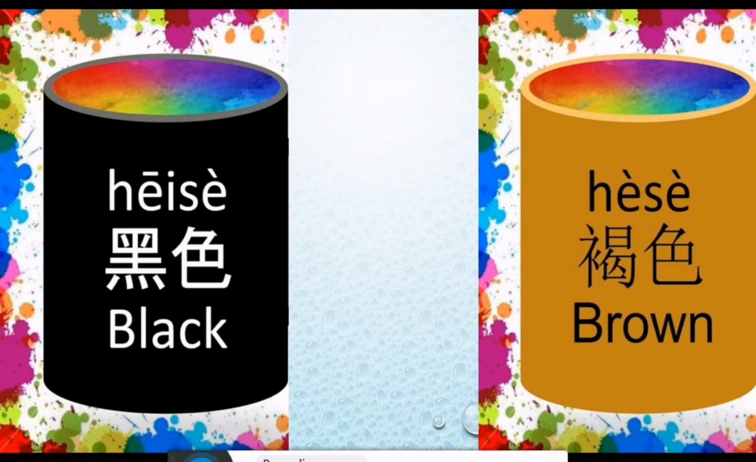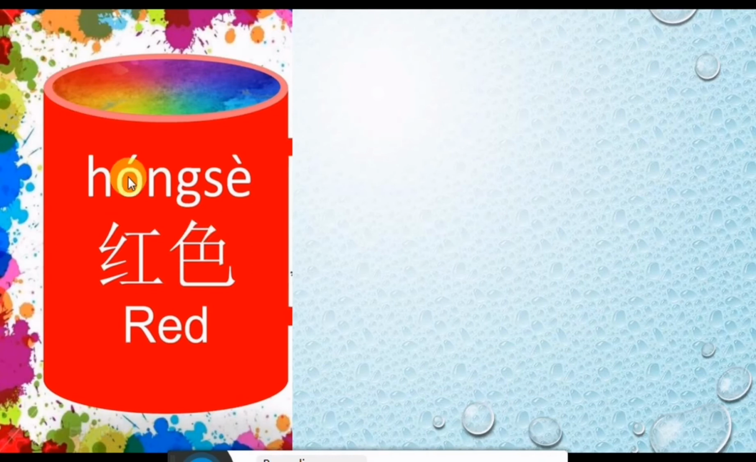这是什么颜色？这是褐色，brown。我喜欢黑色。I like black. 我喜欢褐色。I like brown. 这是什么颜色？这是红色。This is red.